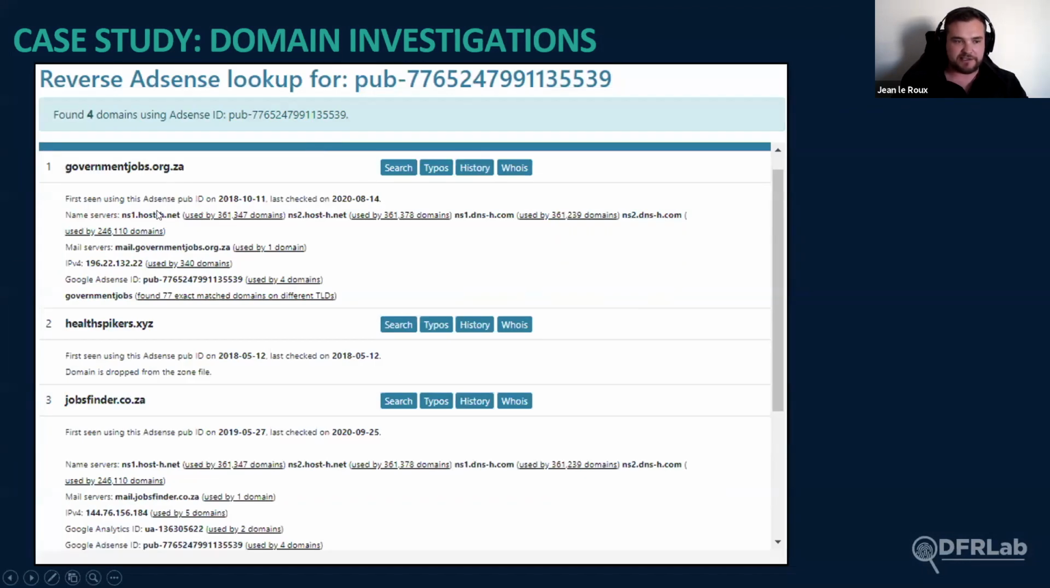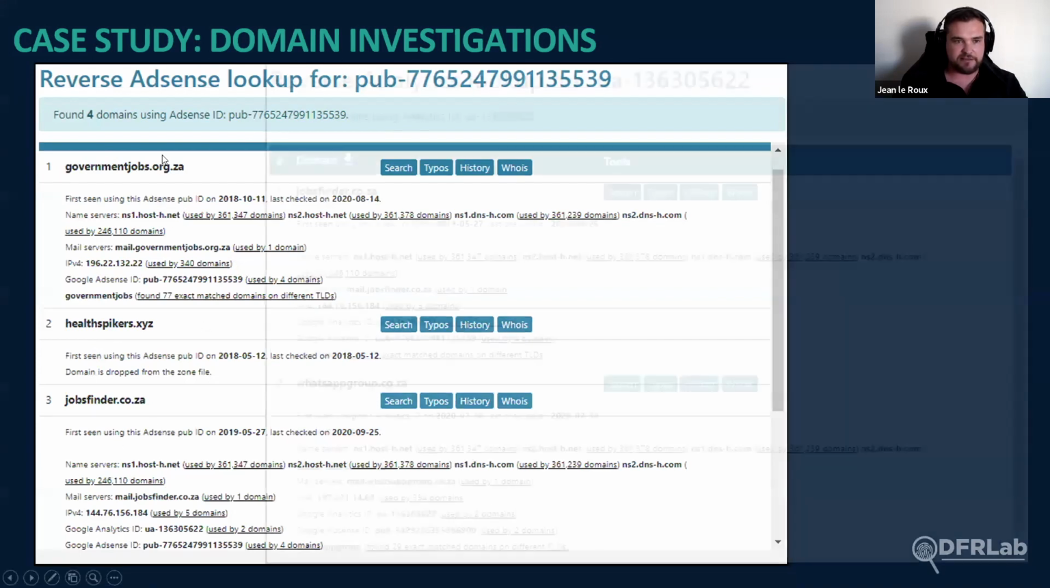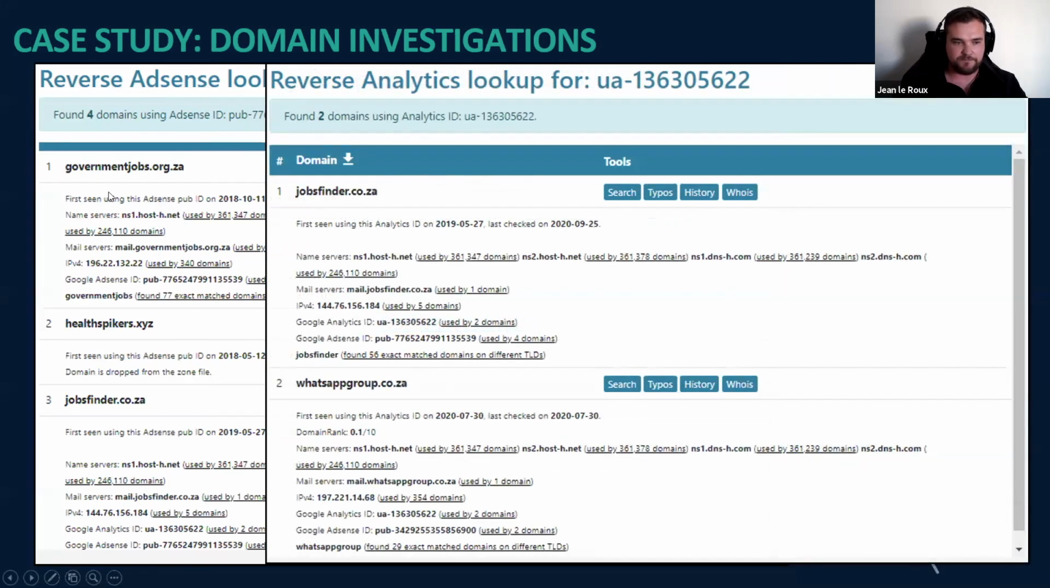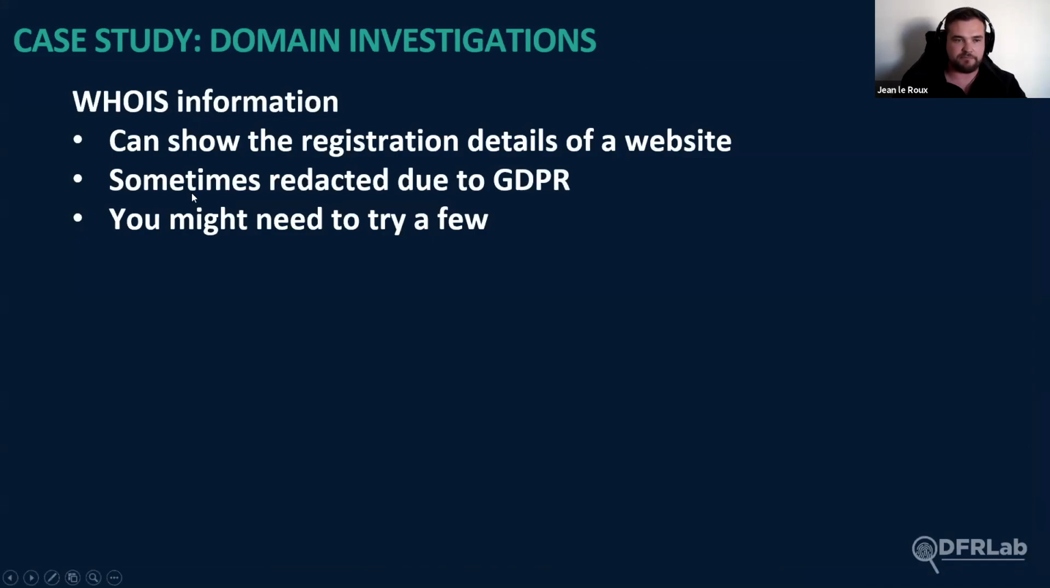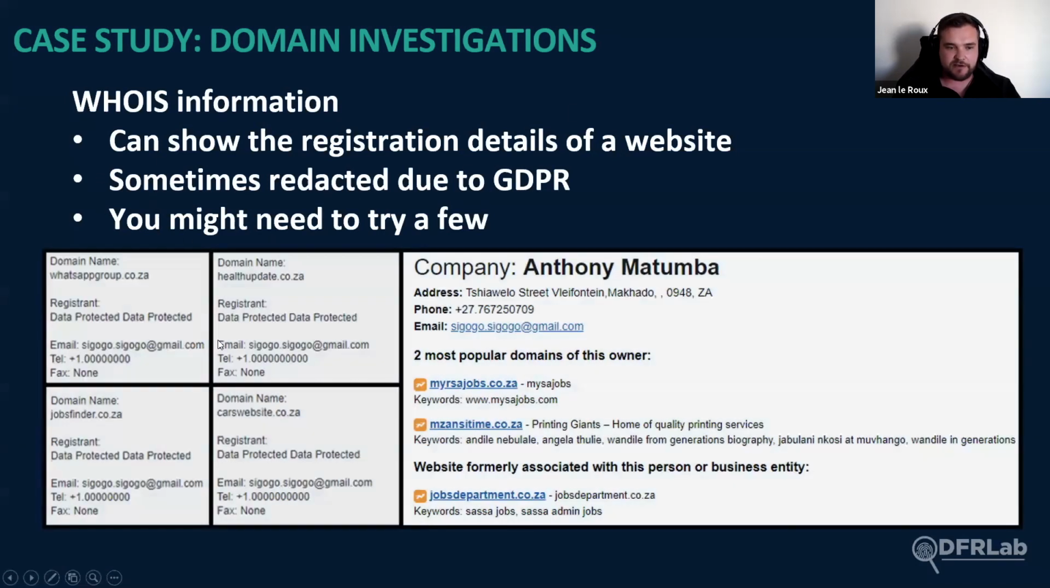Using those IDs, I could then go and look to see which other websites are using the same AdSense codes, and then also the same analytics codes. So now we're up to about 5 different websites, which gives us an idea of who's sitting behind them. And then using WHOIS information, which is the registration information for websites, you could see who these websites were registered to. Now, some of them were locked behind GDPR regulations.